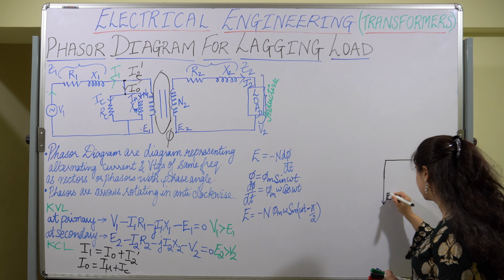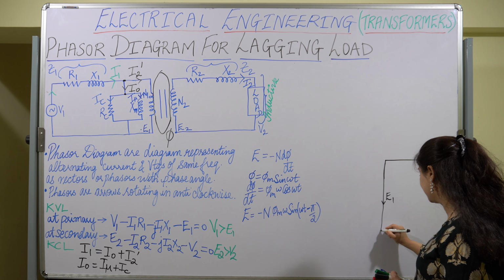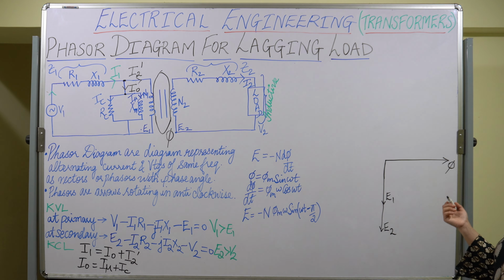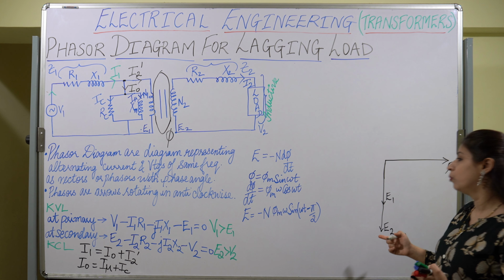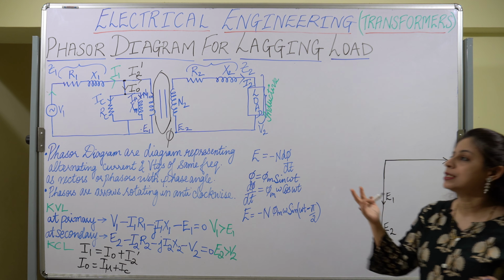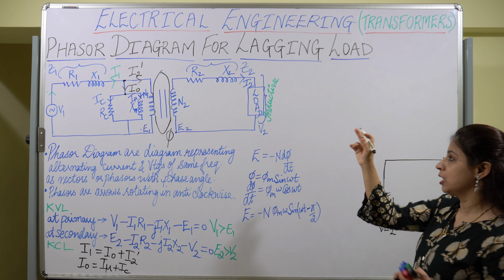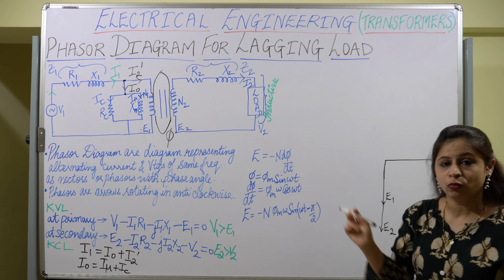So let us say this is E1, let us say this is E2. Now because of this E2, the current I2 started flowing through the secondary winding, because the secondary winding was closed through the load, and the load we have taken is the inductive load. So let us draw our current. This is I2.